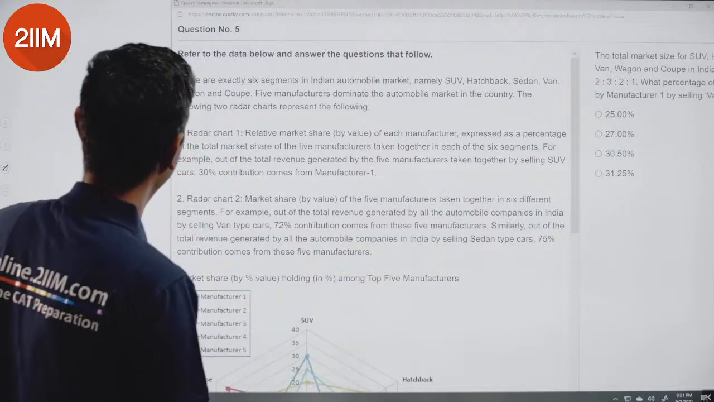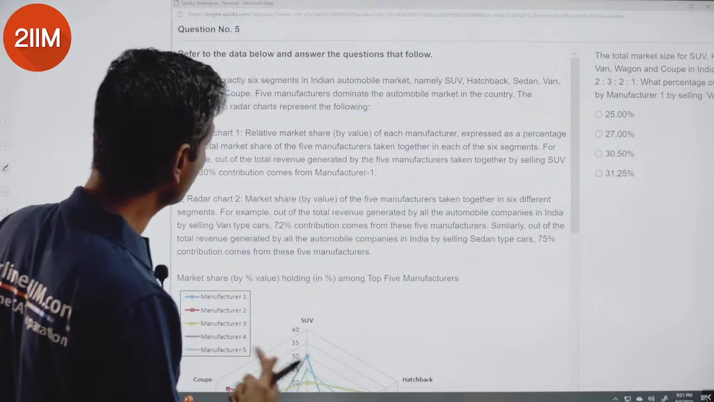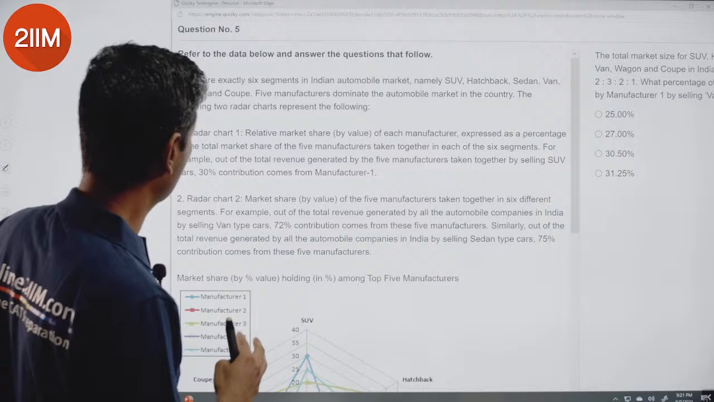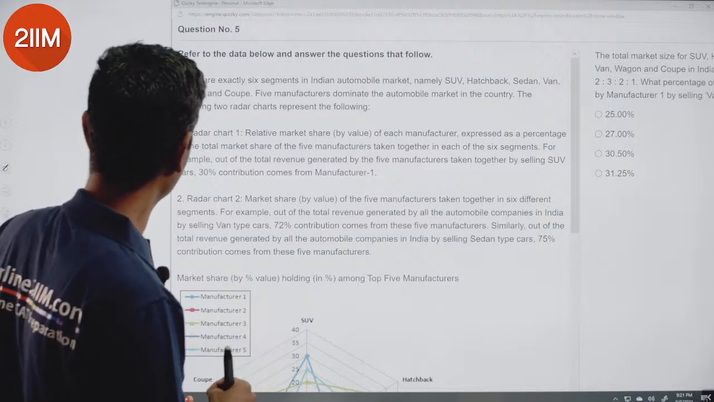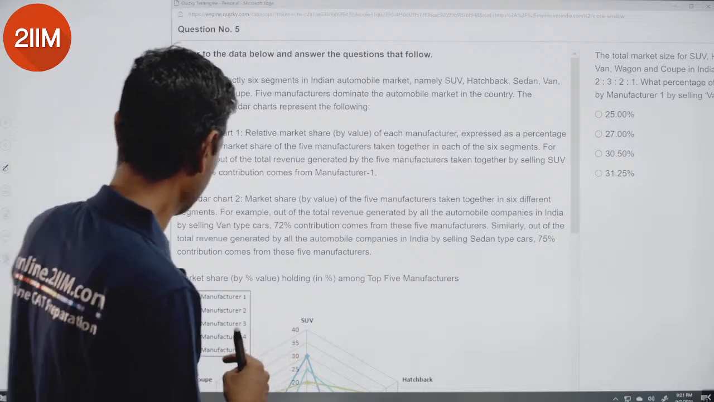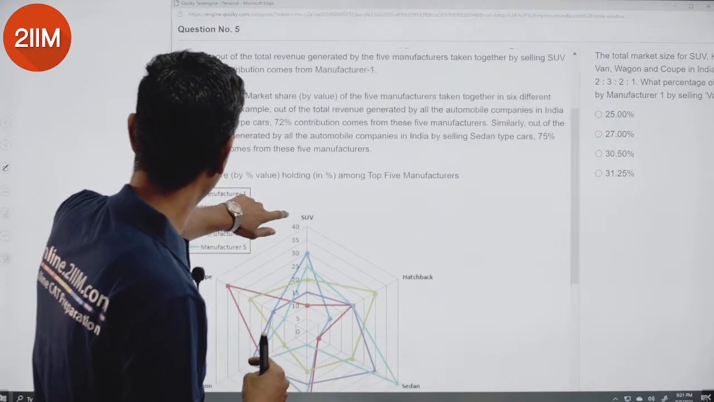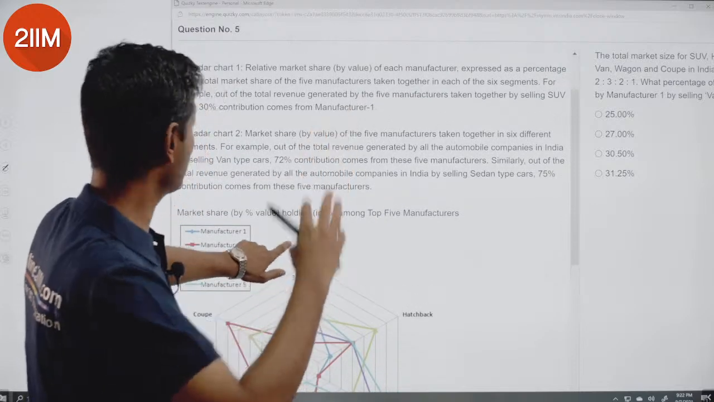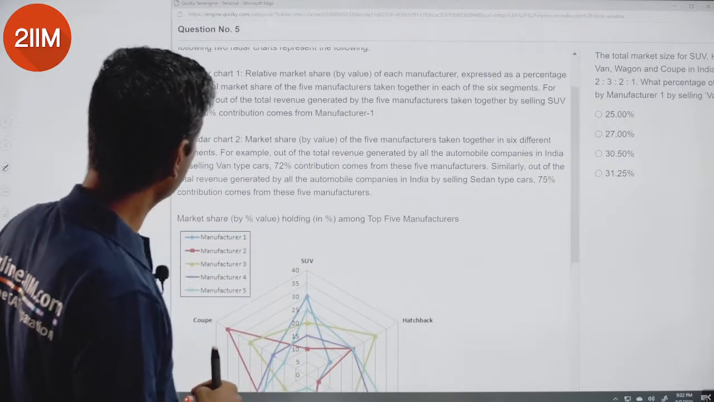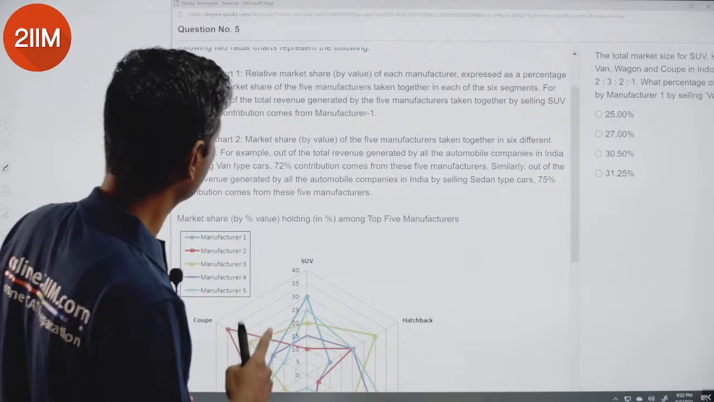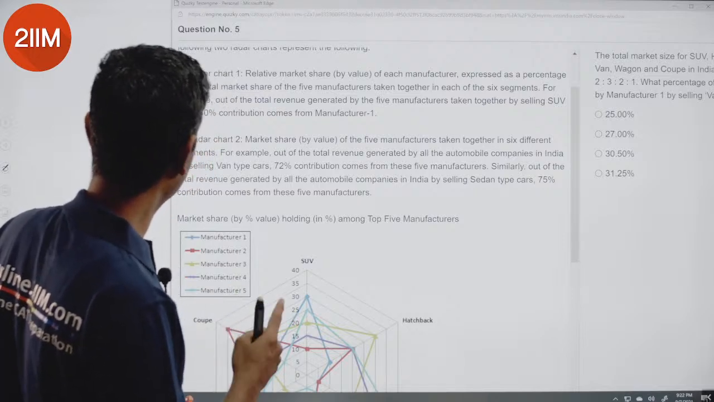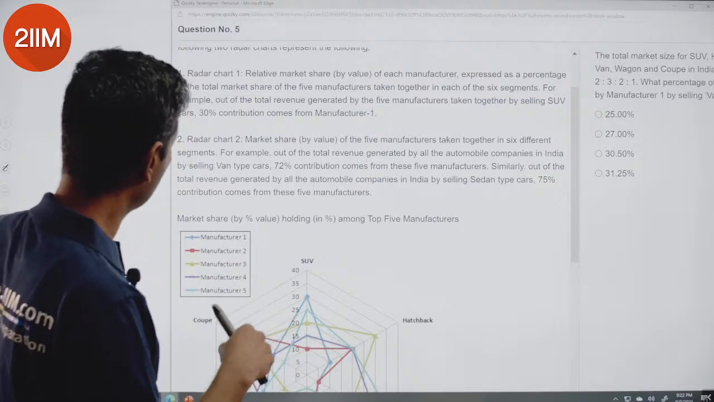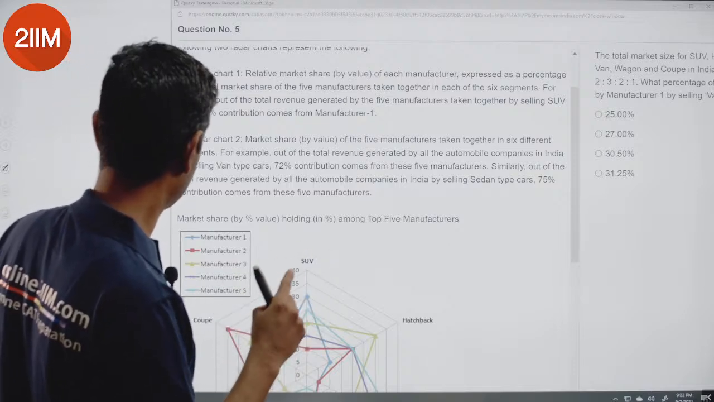There are exactly 6 segments in the Indian automobile sector, namely SUV, hatchback, sedan, van, wagon, and coupe. 5 manufacturers dominate the automobile market in the country. The following 2 radar charts represent the following. Radar chart 1 and 2. I hate it when there are 2 charts, but there's 6 questions. Relative market share by value of each manufacturer expressed as a percentage of the total market share of the 5 manufacturers taken together in each of the 6 segments.